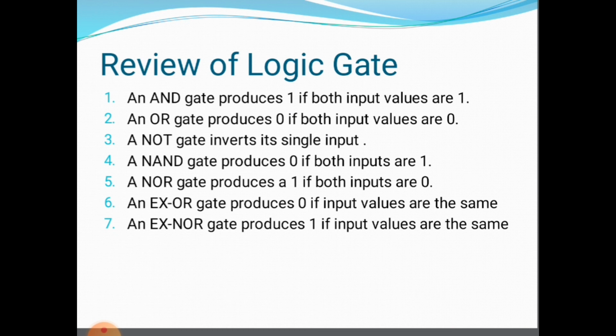And the fifth point is a NOR gate produces 0 if either input is 1. An XOR gate produces 0 if input values are the same. This is for the exclusive OR gate. And last is an XNOR gate produces 1 if input values are the same. This is for the exclusive NOR gate. This is the review of all the logic gates.